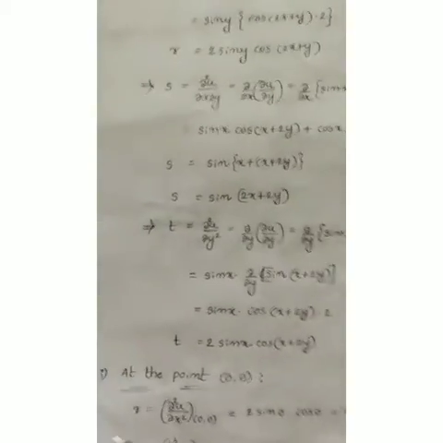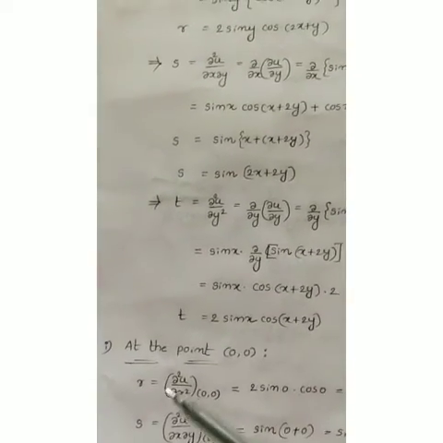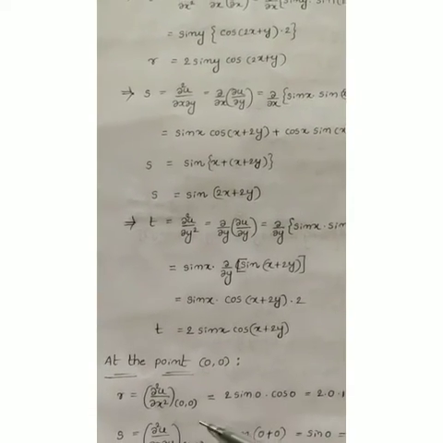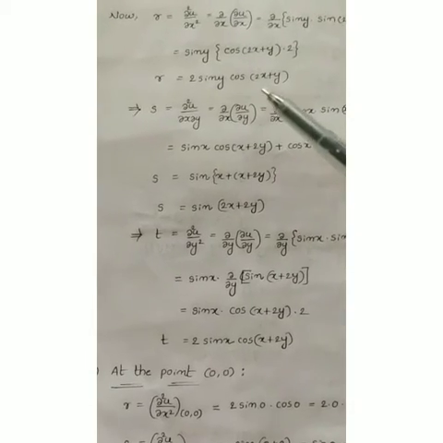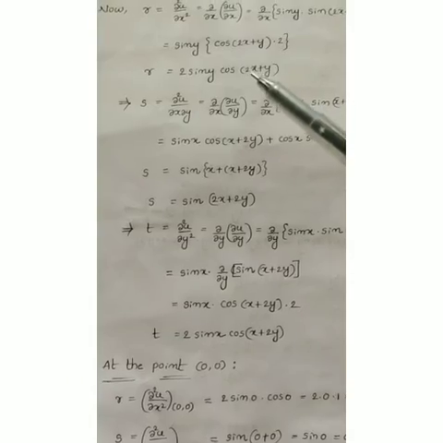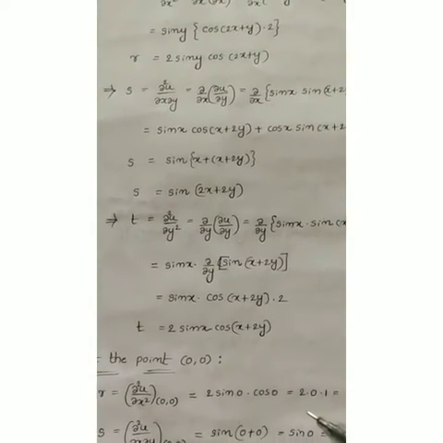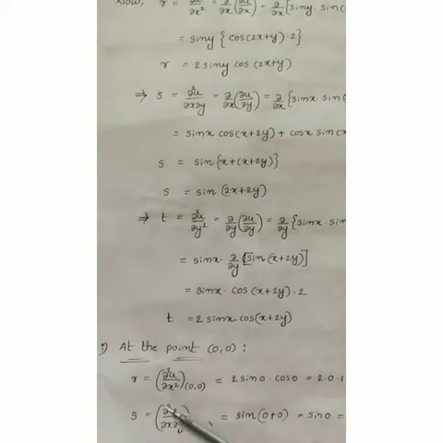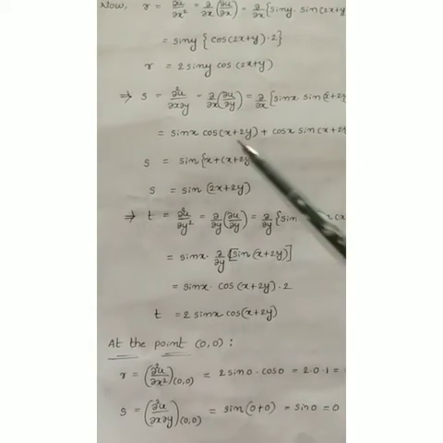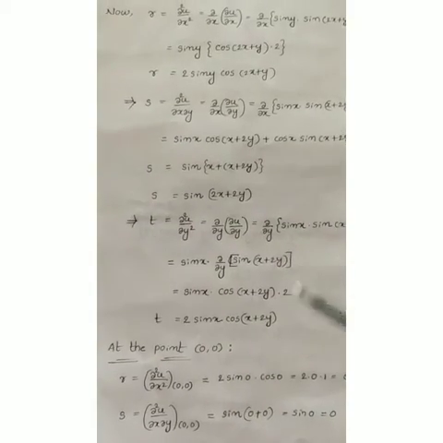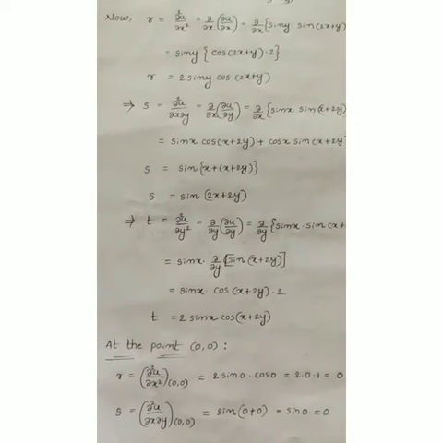Now, first point, at the point (0, 0), r equals ∂²u/∂x² at (0, 0), that is 2 sin 0 cos 0 plus 0, which is 0. So 2 into sin 0 is 0, cos 0 is 1, so in total we get 0. s equals ∂²u/∂x∂y at (0, 0), that is sin 2x plus sin x, with x and y equal to 0, sin 0 plus 0, sin 0 is 0.